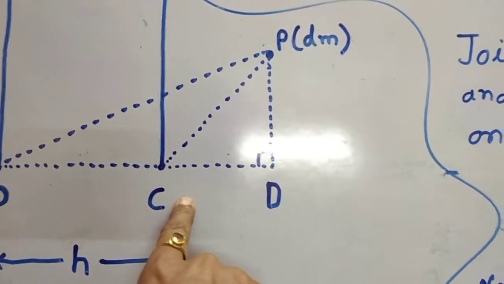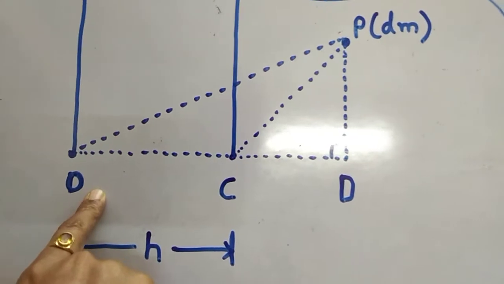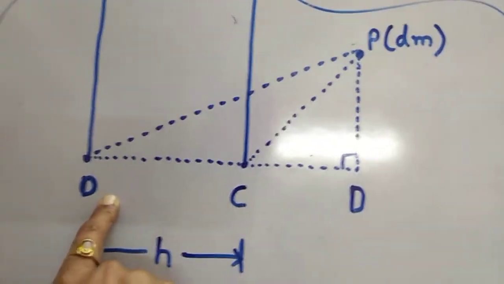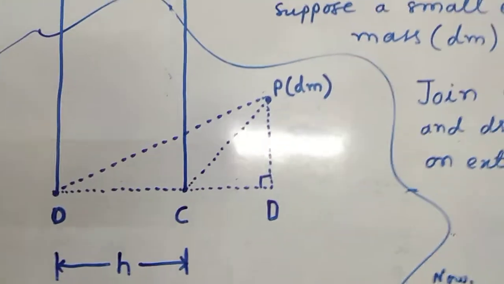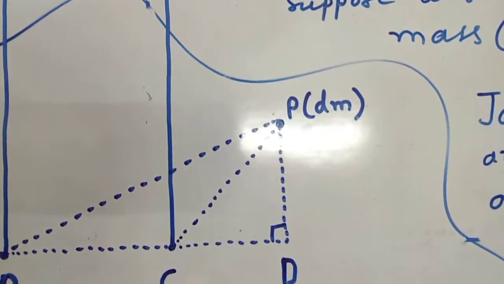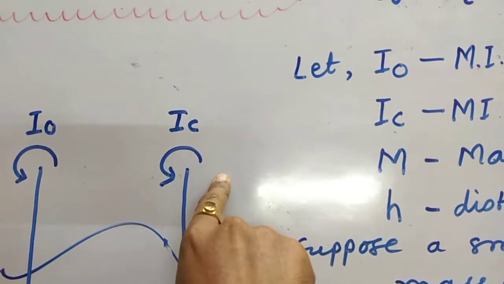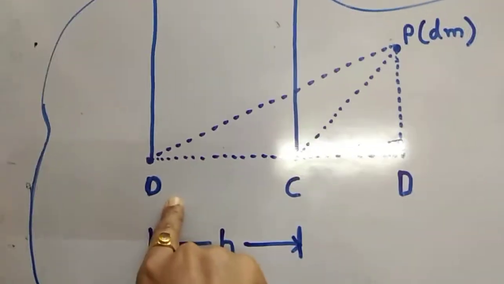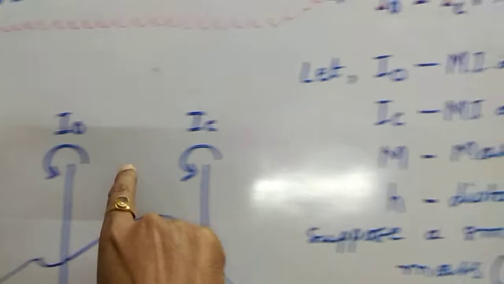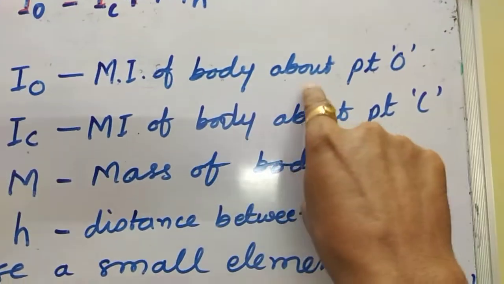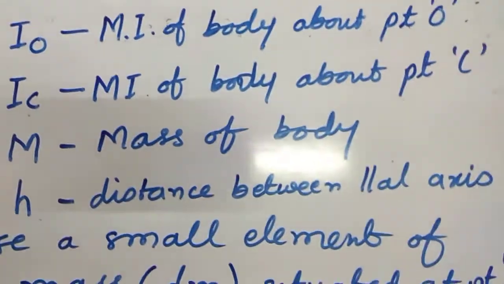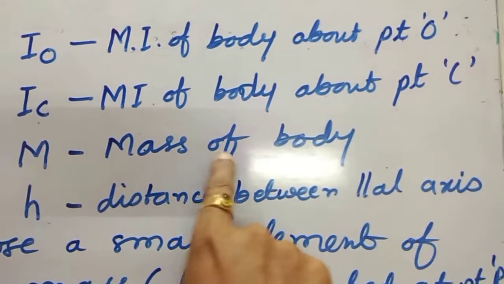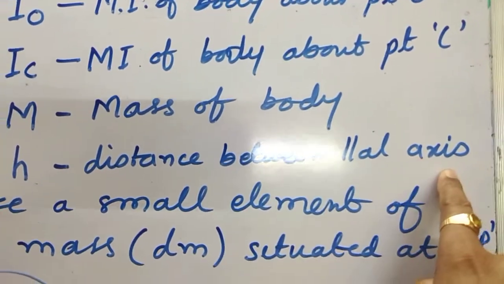Now here in this figure, C is the center of mass of the body, O is the axis of rotation about any axis. So we consider here at center of mass the moment of inertia is represented by IC, and at point O the moment of inertia is represented by IO. So let us consider here IO is the moment of inertia of body about the point O. IC is the moment of inertia of body at point C. M is the whole mass of the body. H is the distance between two parallel axes.